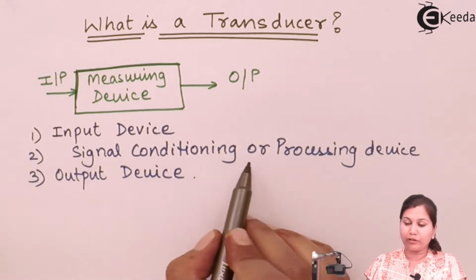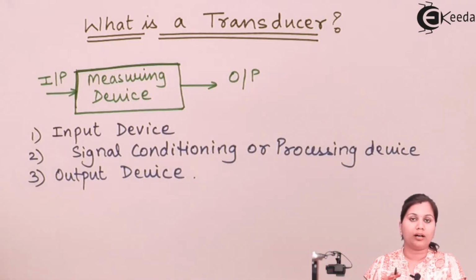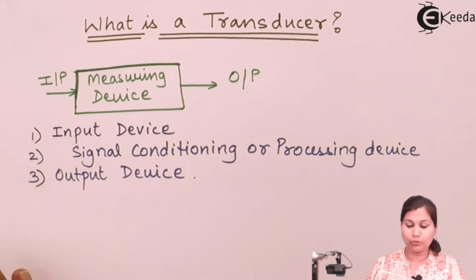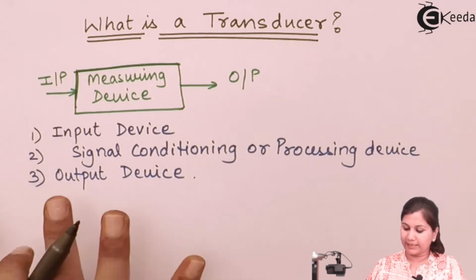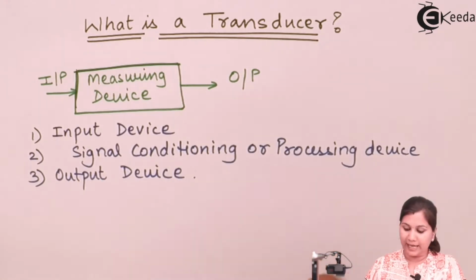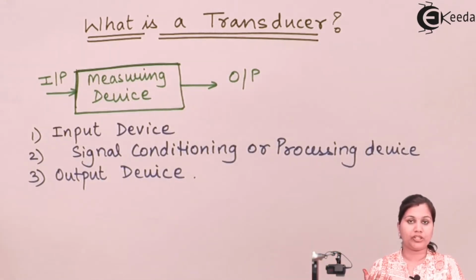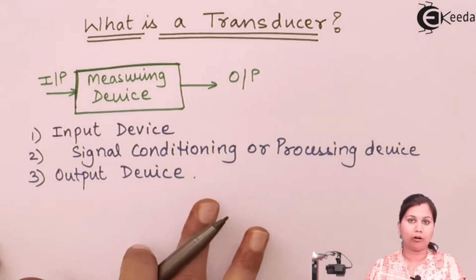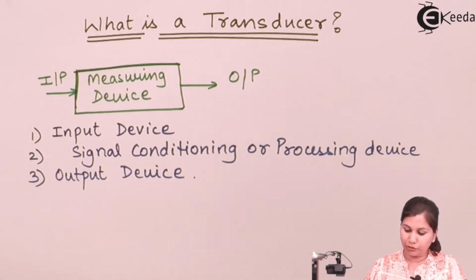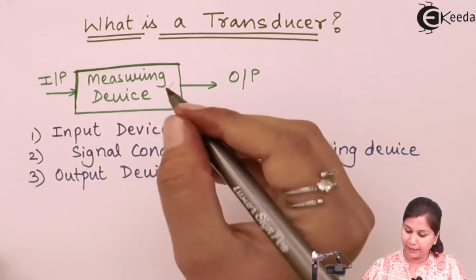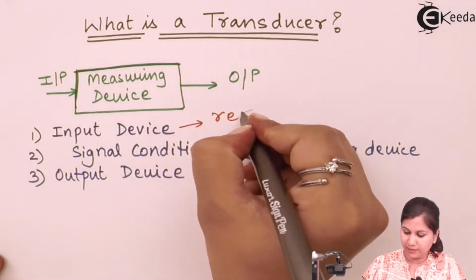The signal conditioning or processing device does the processing over the signal: it is going to amplify, filter, modulate, or attenuate that signal. All the signal conditioning is done by this device, and then the output, in an acceptable output format, is given by the output device. So that is the function of these three components of a measurement system. The input device receives the measurement.